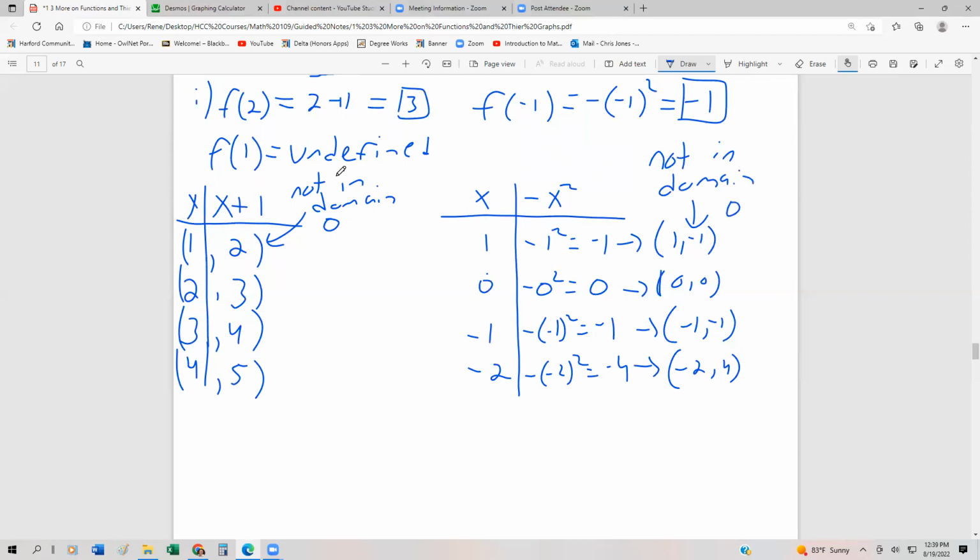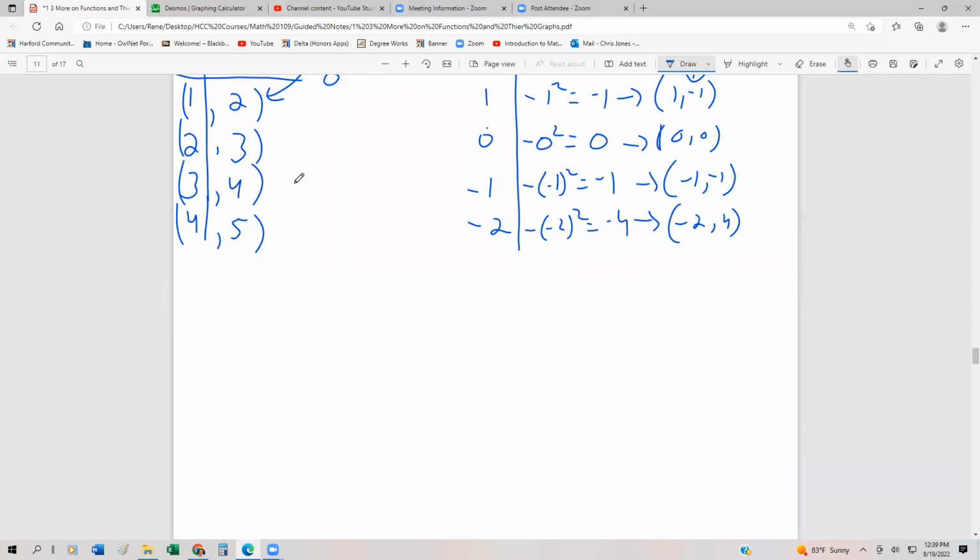And so we put an open circle in the graph. And now we're just going to plot the points, and we're going to graph these separately. Right? So here's our Cartesian plane.